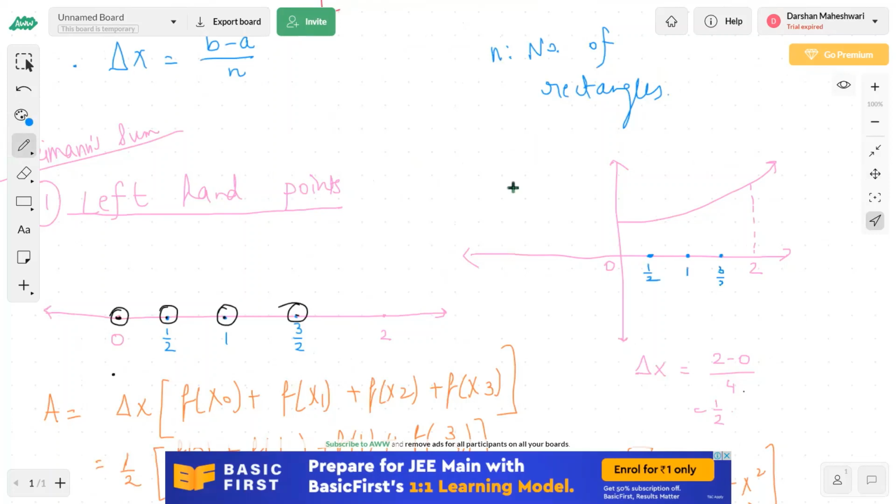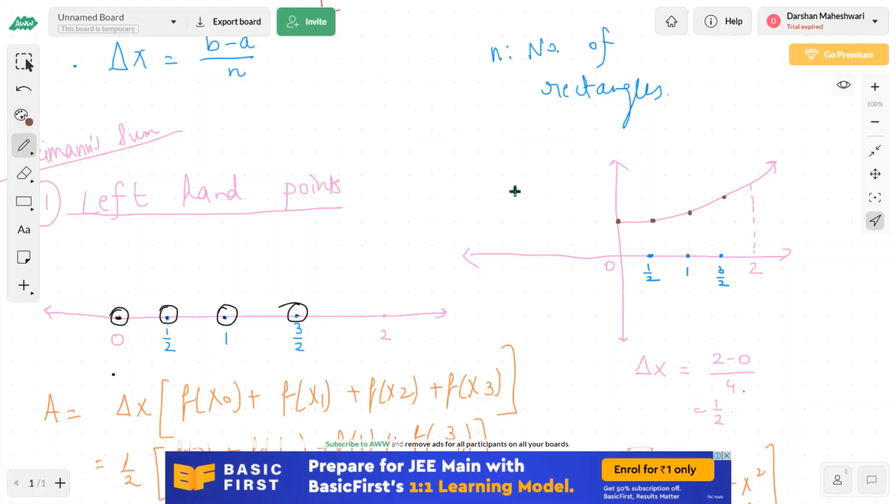All right. So for the left hand point, what we do is we mark the values of the functional points at the curve. So this is where f of 0 is. This is where f of 1 over 2 is. This is where f of 1 is, and this is f of 3 over 2. We are not as of now interested in x equal to 2.